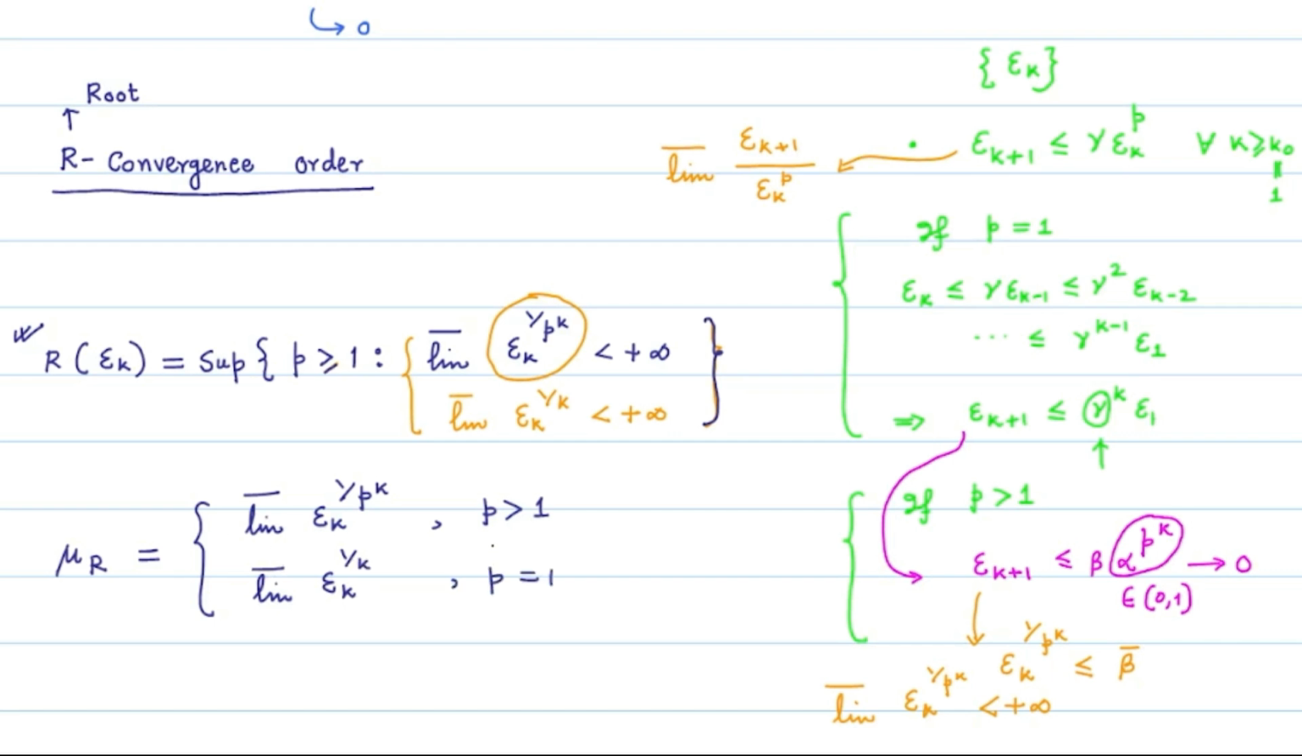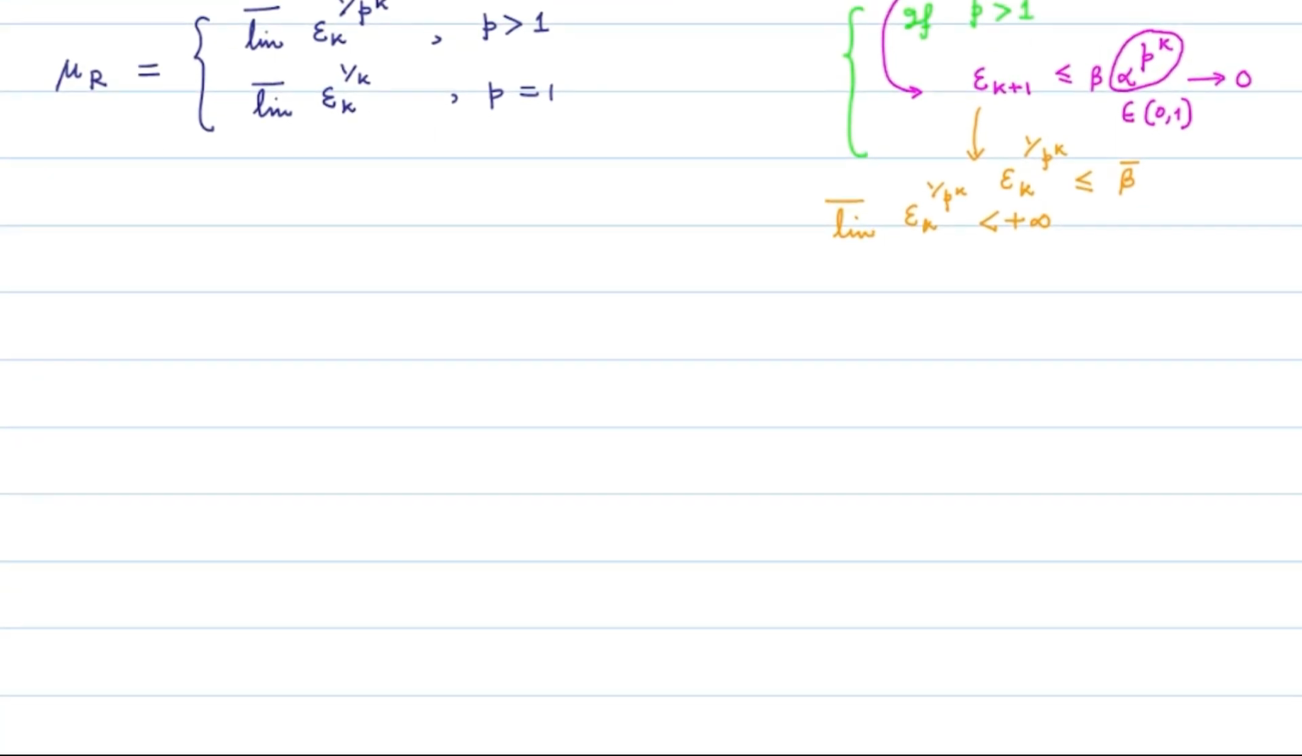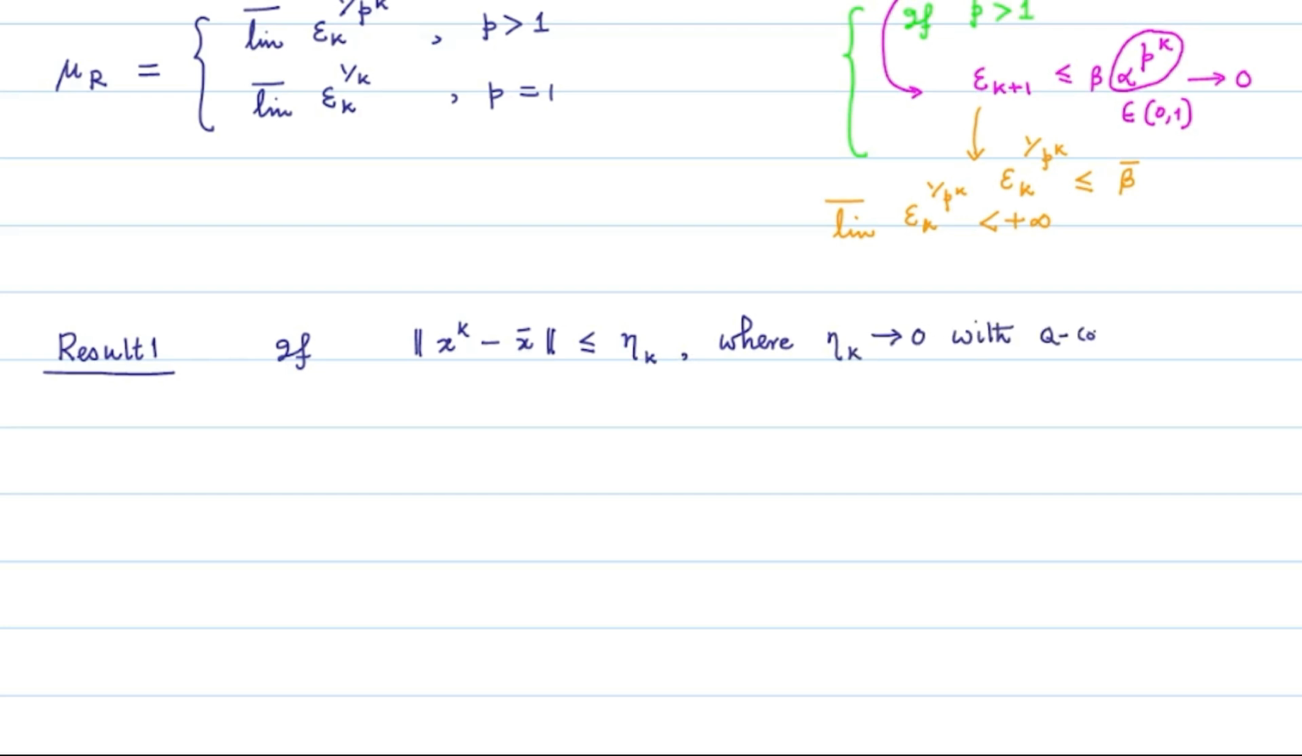Now, interrelating the concepts of root convergence order and Q convergence order, I will discuss two particular results. Those are as follows: if the norm of xk minus x bar is less than or equal to some positive constant times eta k, where eta k is a sequence converging to 0 with Q convergence order at least p greater than 1, then the R convergence order of the sequence epsilon k is at least p.